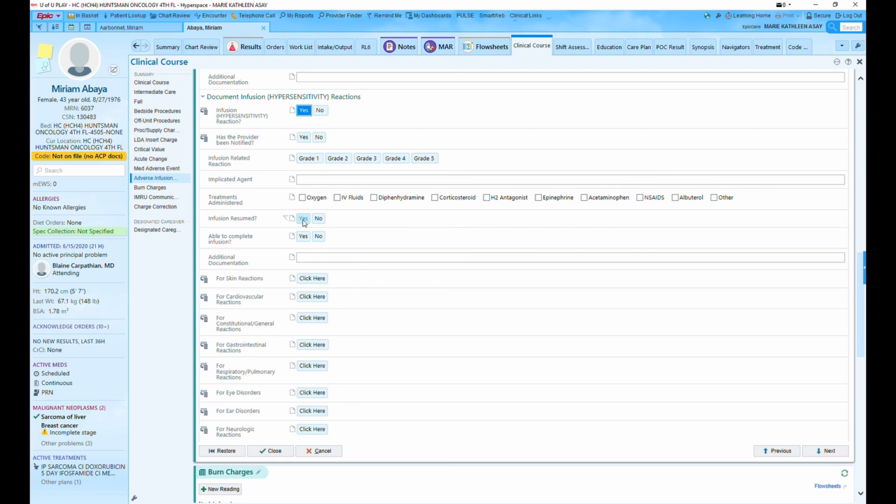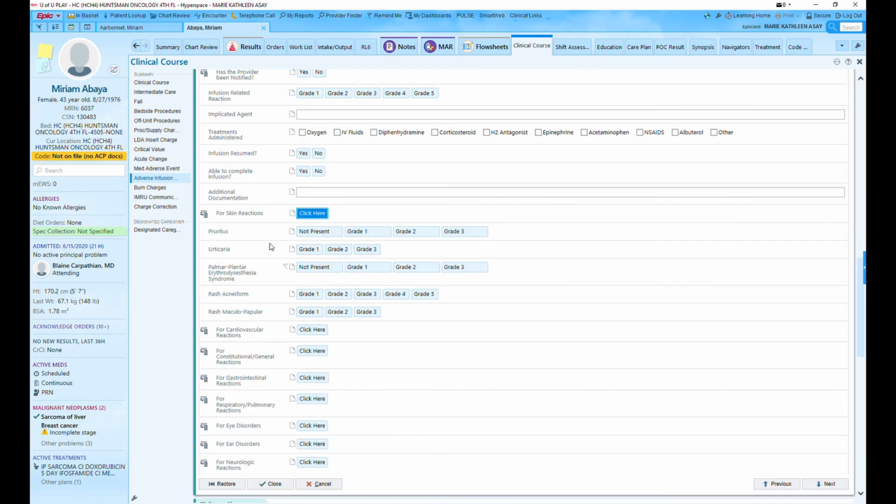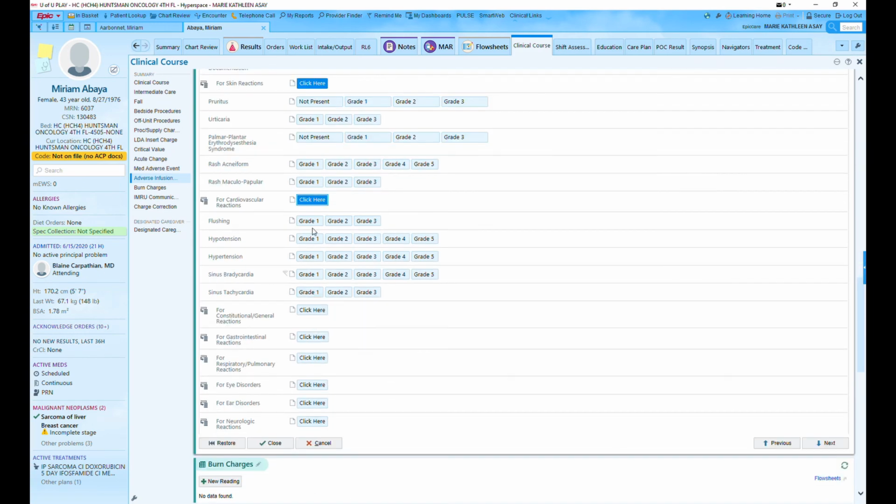Now, if you look on these infusion reactions, if you hover over the boxes, you are going to get the definition. So you don't need to remember these, but this is where you would find that information. You hover over and the grade definition will come up. You can see you'll do the agent, if you administered any treatments. Did you restart the infusion? Did you complete the infusion?